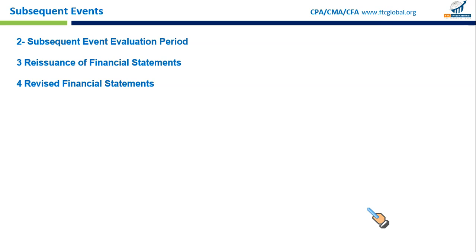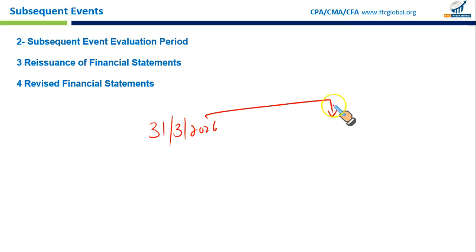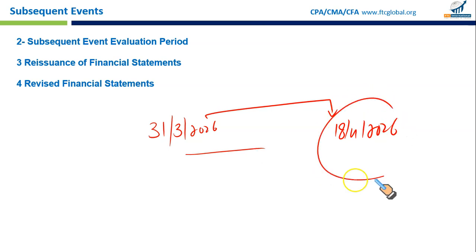Next, revised financial statement. Let's say the company issued its financial statements on 31st of March 2026, but then they had to change or update something and publish revised financial statements on, let's say, 18th of April 2026. Now, why would you do that? This usually happens if an error was found in the original statements, or maybe the company needs to apply an accounting change retrospectively. So these revised financial statements are treated as reissued financial statements.